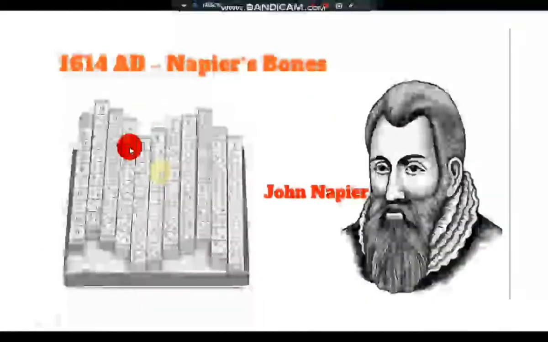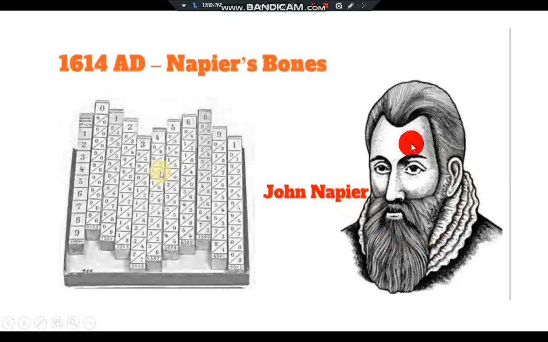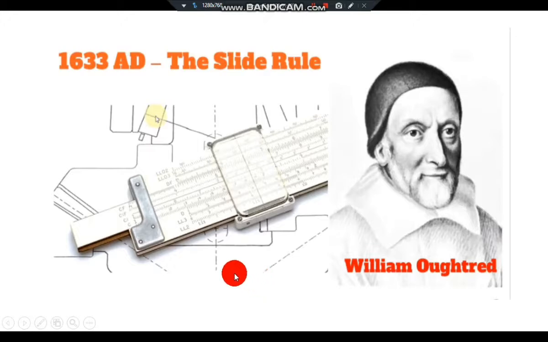After the abacus, John Napier developed a calculating device known as Napier's bones in the year 1614 AD. This device is used for multiplication. Next, William Oughtred developed one more device for calculating, named the slide rule, in the year 1633 AD.